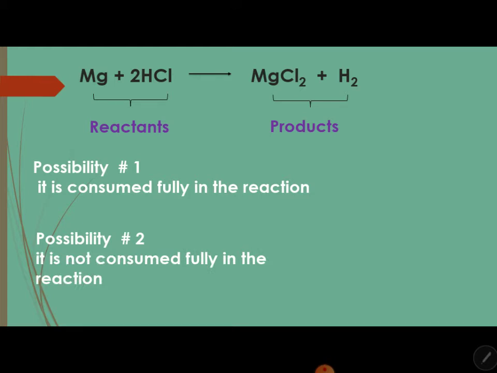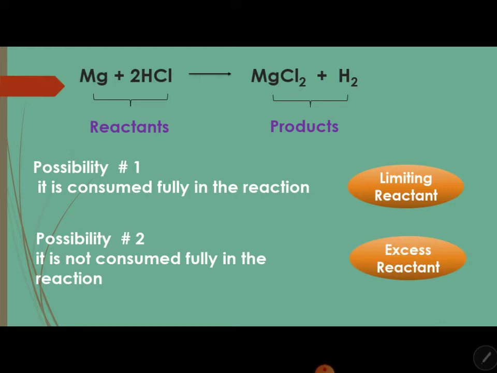the reaction. Now take the first reactant, magnesium. If it is consumed fully in the reaction according to possibility number 1, then it is called a limiting reactant, and if it is not consumed fully in the reaction according to possibility number 2, then it is called an excess reactant. Same is true for the second reactant, hydrochloric acid.